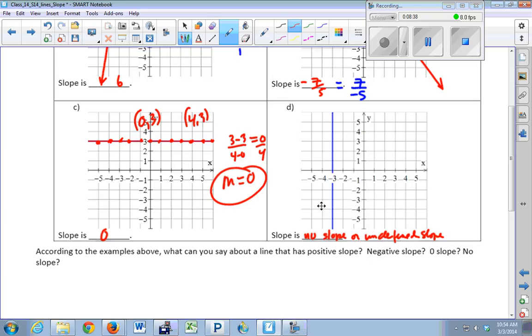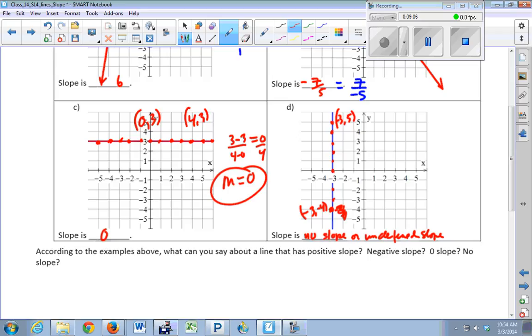The vertical line, it's impossible to get a slope for. Here you have all your x's the same. So this point would be 3, 5. And let's pick any other point, -4, 3, -4. Sorry. This should be -3, 5, and this should be -3, -4. So any point along this line, all your x's are the same.